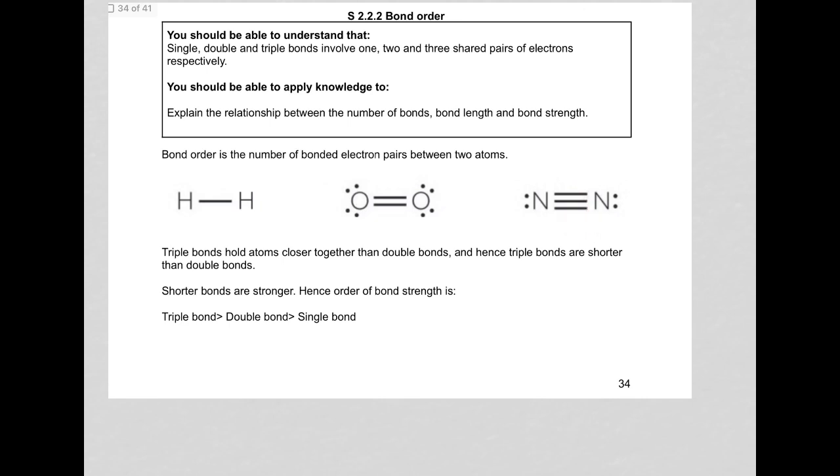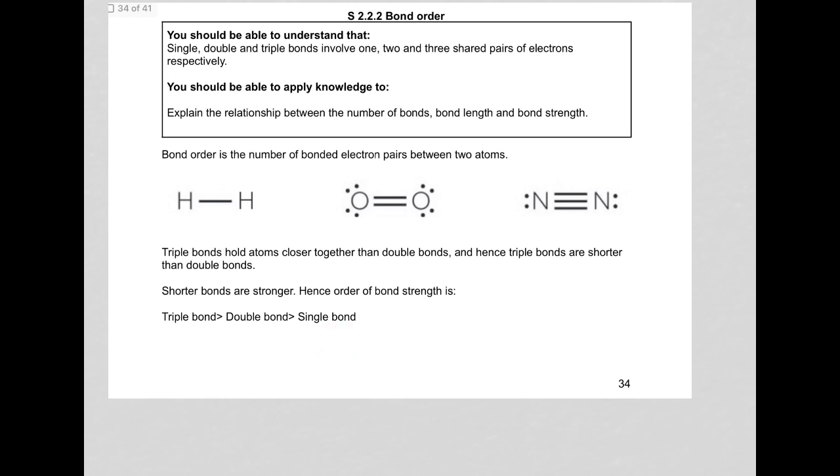And the more the number of bonds, the closer the atoms get. So triple bonds hold atoms closest together. Double bonds hold them close together, and single bonds hold them furthest apart. Now, the shorter the bonds, the stronger the bonds. So triple bond is stronger than double bond is stronger than single bond.